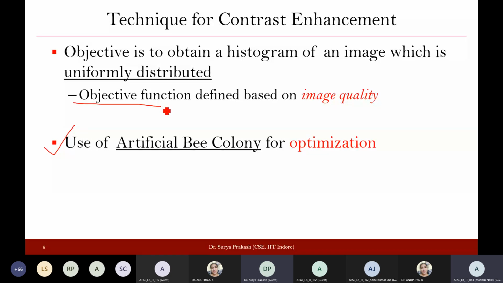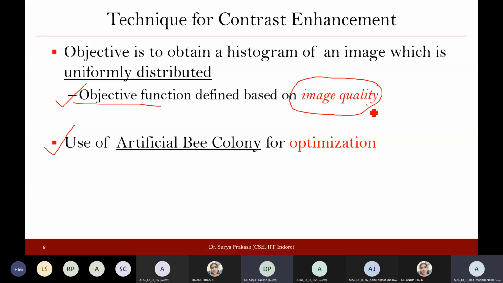And this objective function here is based on the quality. So normally, whenever we have an optimization problem, we have an objective function, and we want to optimize that function, right? In the problem, our objective is to get some set of values for the variables, so that you have the optimum value for the objective function. So here our objective function is the image quality. So when we are using ABC to do the optimization, basically our objective is to improve the quality of the image.